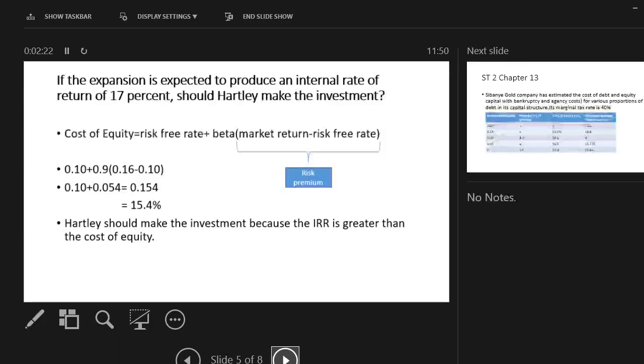A, what is the firm's weighted average beta? We dealt with a similar question last week, where we need to calculate the weighted beta. The weighted beta.